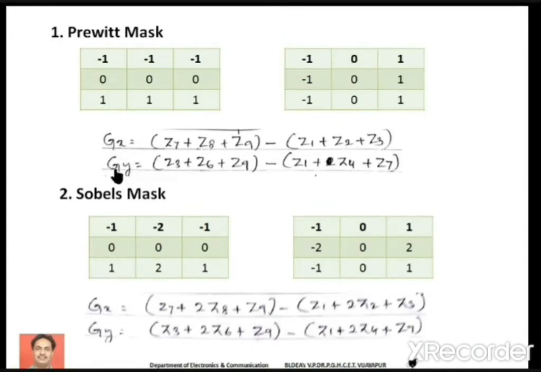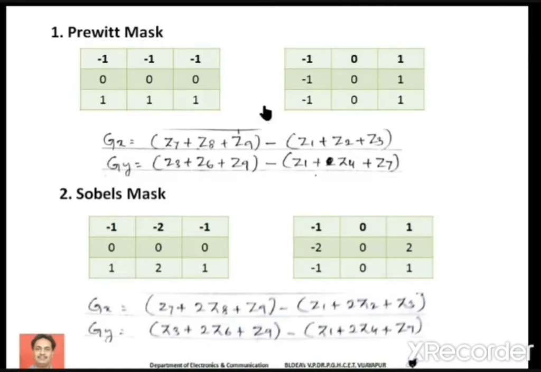Similarly, the gradient along y direction, as we discussed, is the difference of the first column and the third column. We subtract the sum of the first column from the third column. That's why we write it as z3 plus z6 plus z9, minus z1, z4 and z7. So this is how to compute the gy value in the Prewitt mask.